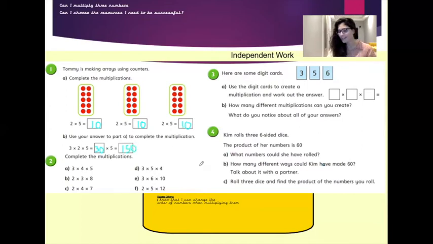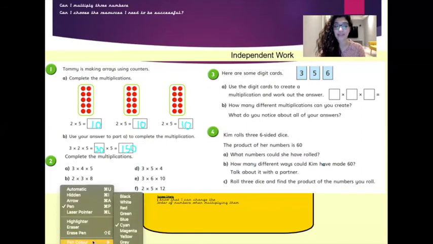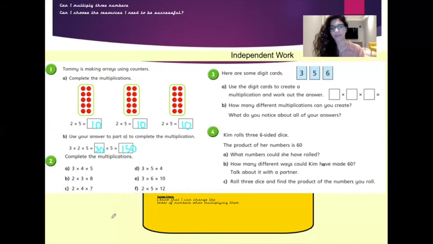Fantastic. Right, let's do number 2. So number 2 is just what we've been doing for this whole lesson, which is multiplying 3 numbers together. First one, 3 times 4 times 5. So 3 times 4 would be 12, and then 12 times 5 would be 12, 24, 36, 48, 60. I got 60. If you got 60, well done.